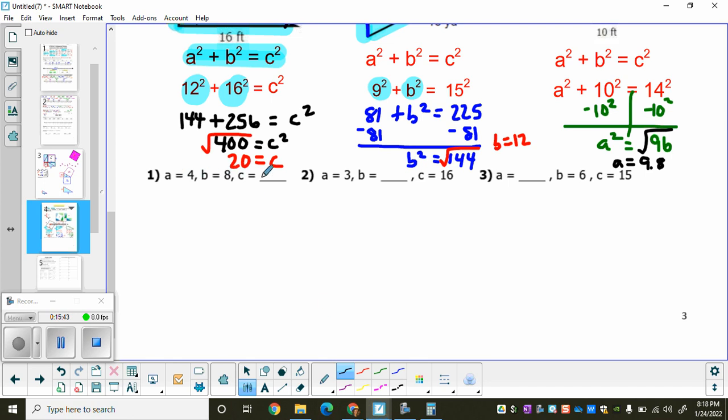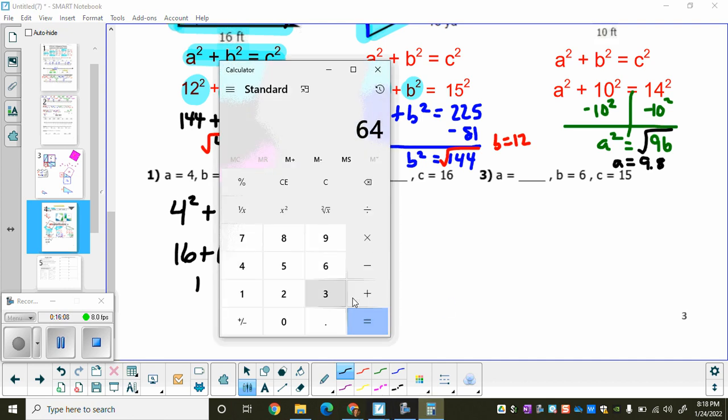So for this one, if we're trying to find c squared, I'm going to say, okay, I've got 4 squared. So a squared plus b squared. There's a squared plus b squared, so that's going to equal c squared. This is 16. This is 64. When I add these up, I get here, let's see, is that 80?